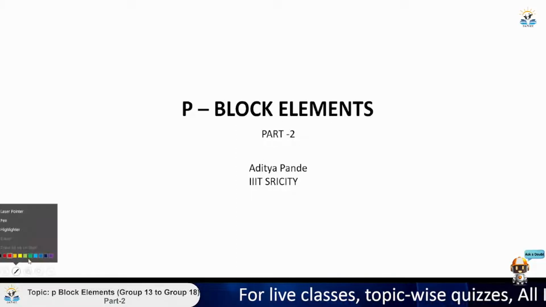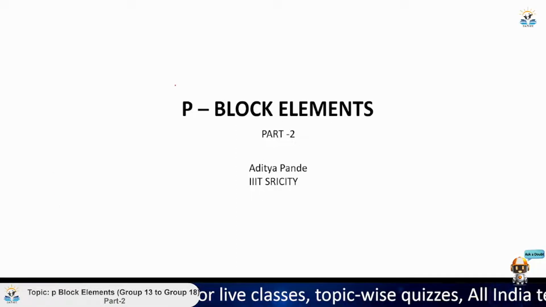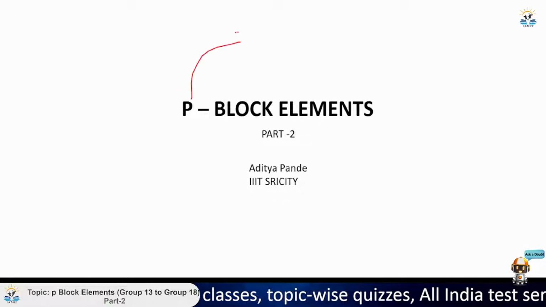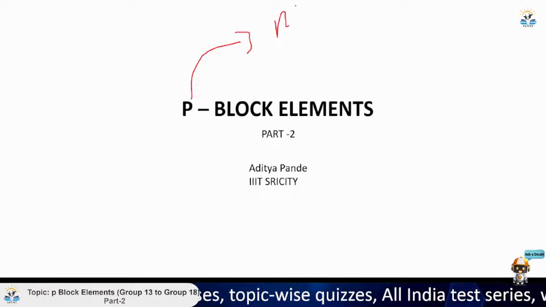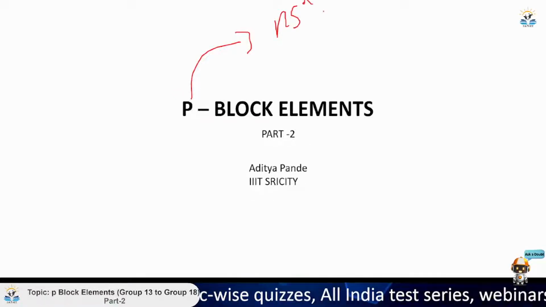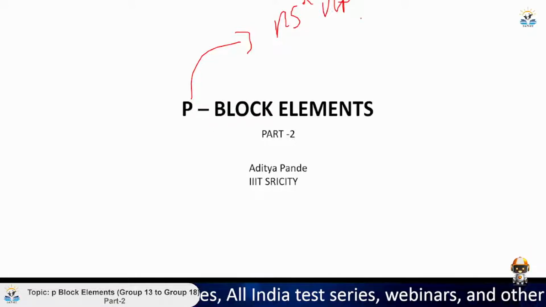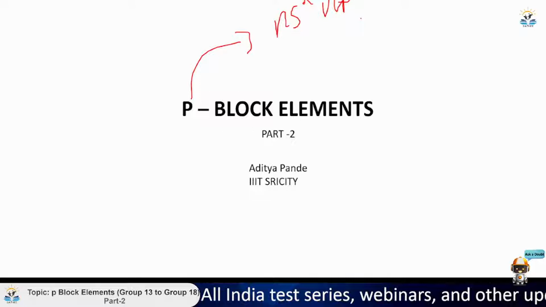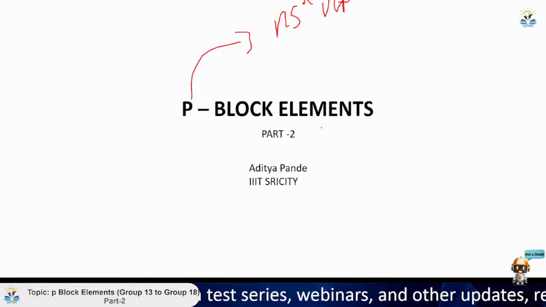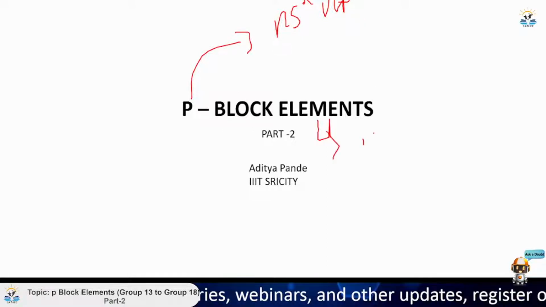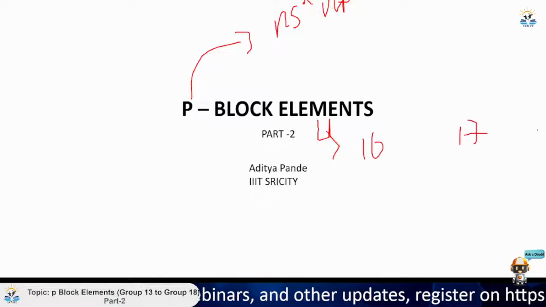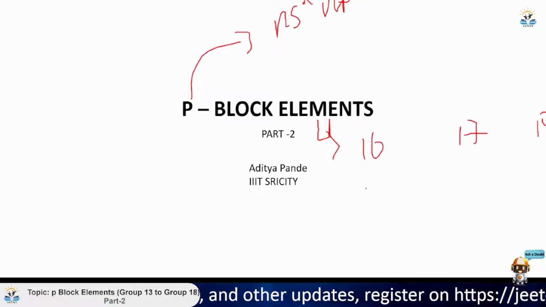So just a few more general properties that were stated in the previous lecture also. Firstly, what is the general electronic configuration of p block elements? ns2 np1 to 6 can be that general electronic configuration. Okay. And today we are going to discuss groups 16, 17, and 18.